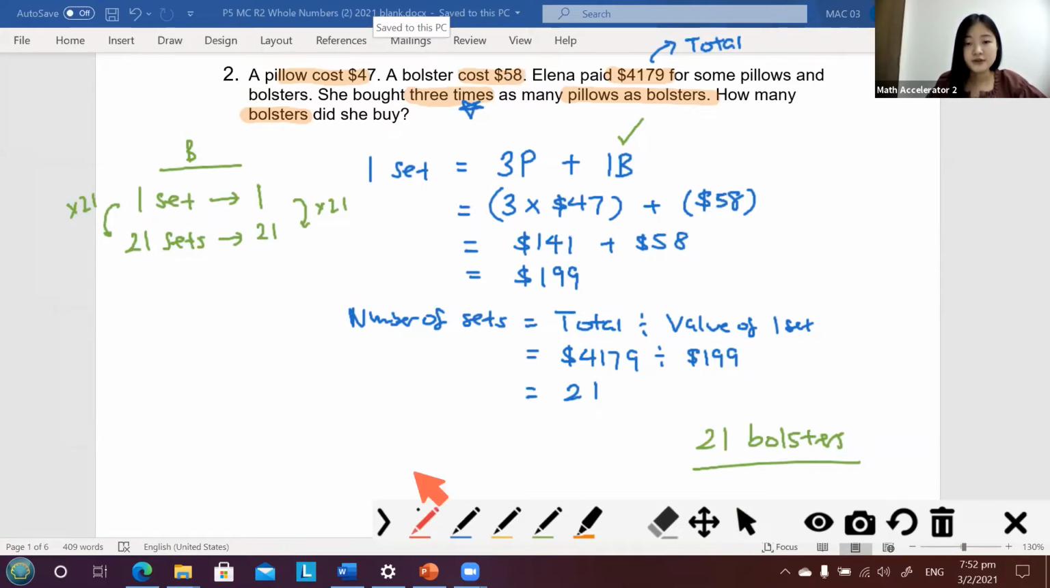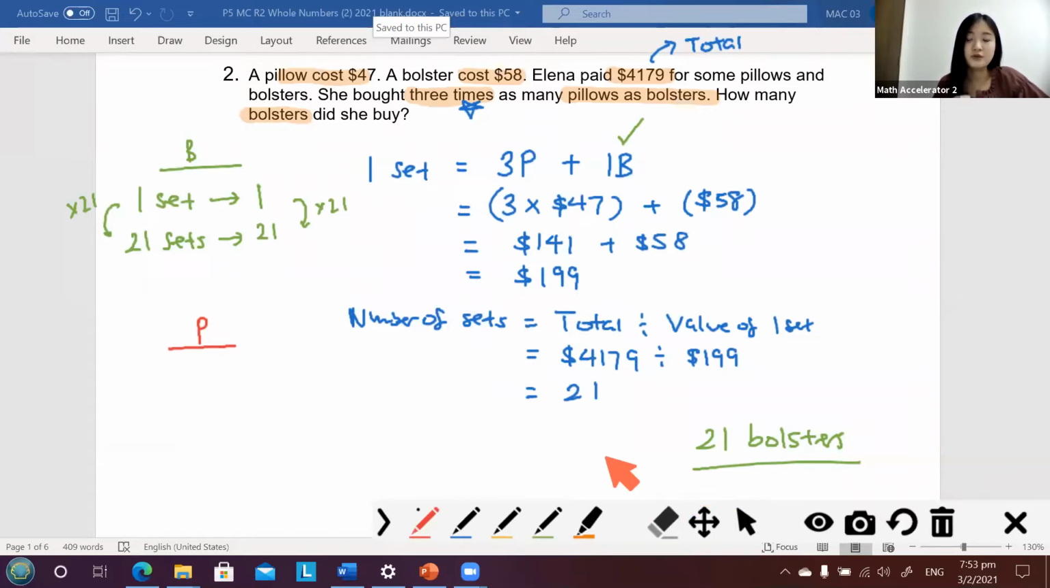Let me give you another extra question. What if they ask you, how many pillows did she buy? Is it also 21? No. How do you find it? The pillows. I see some answers in the chat. How do you get the answer? What do you do?